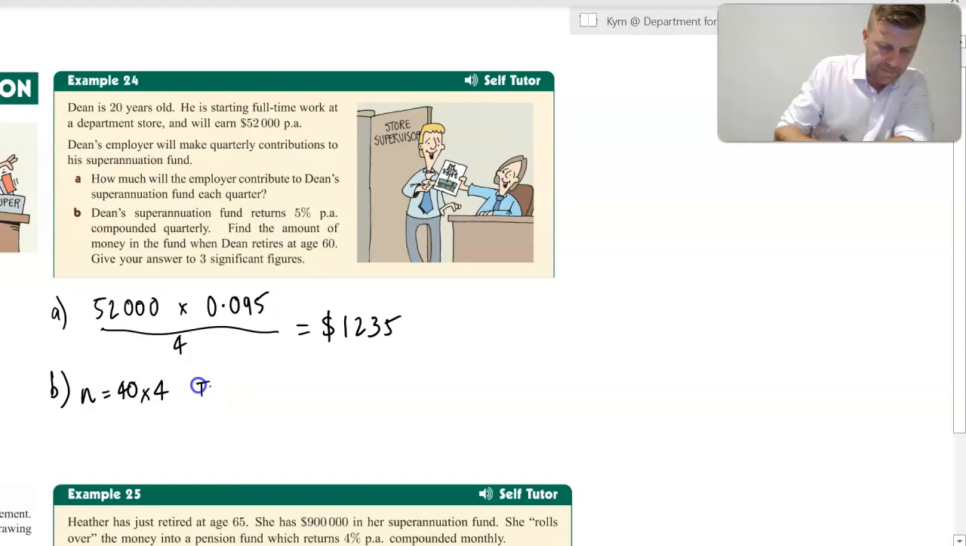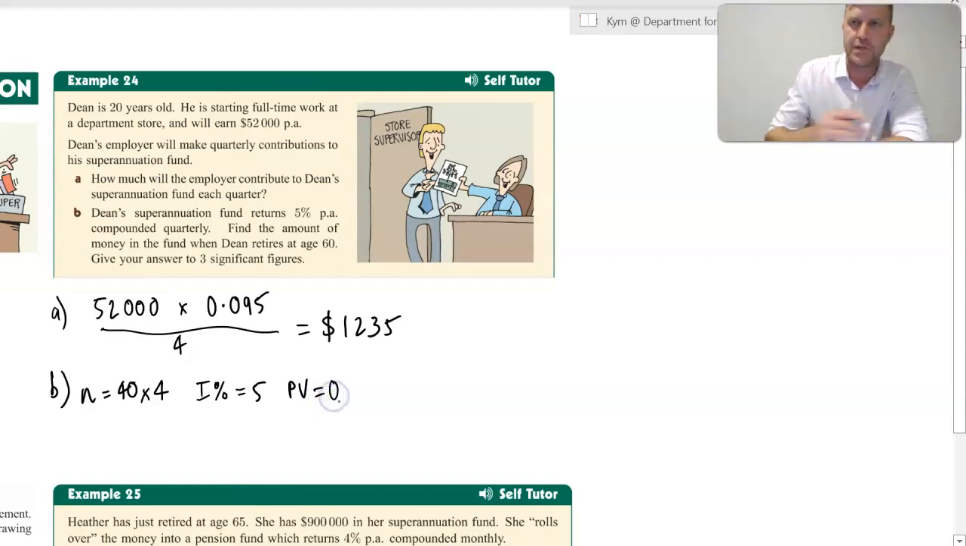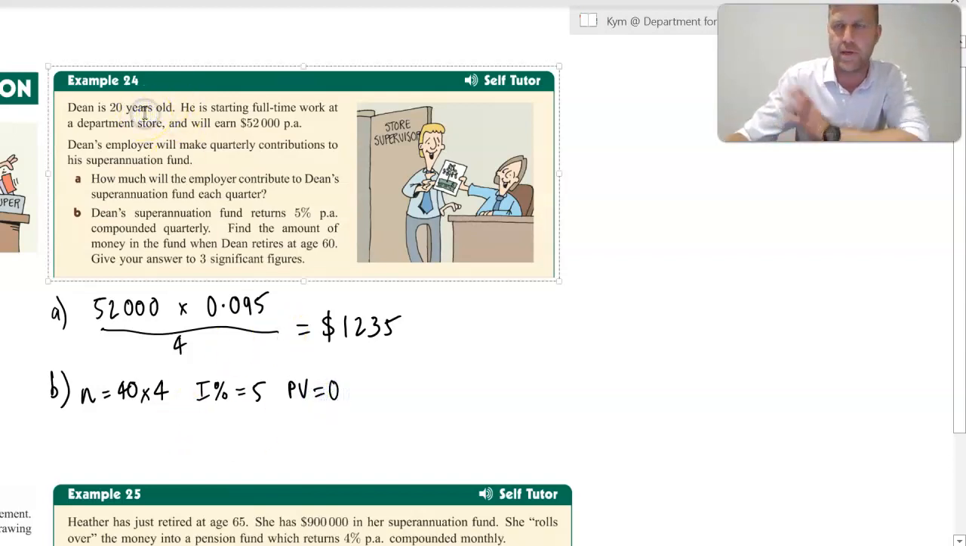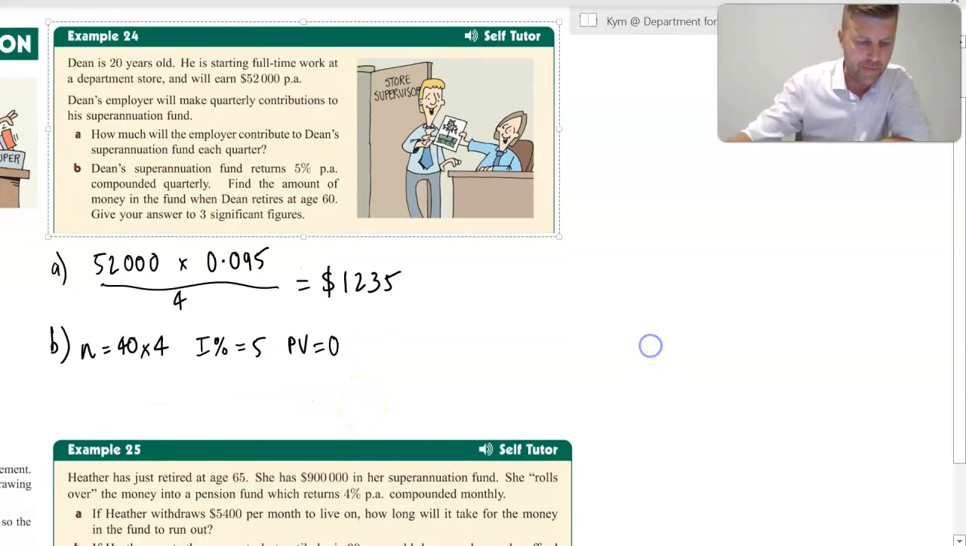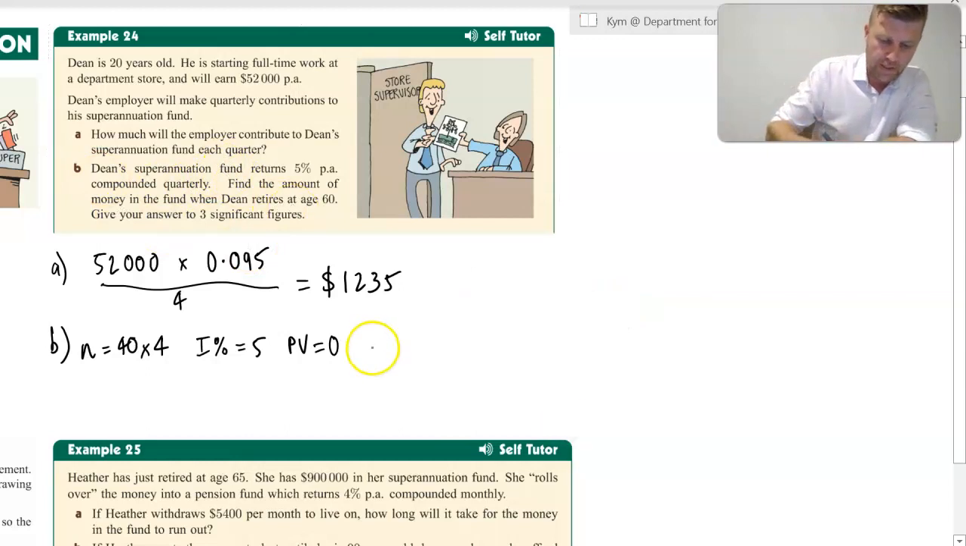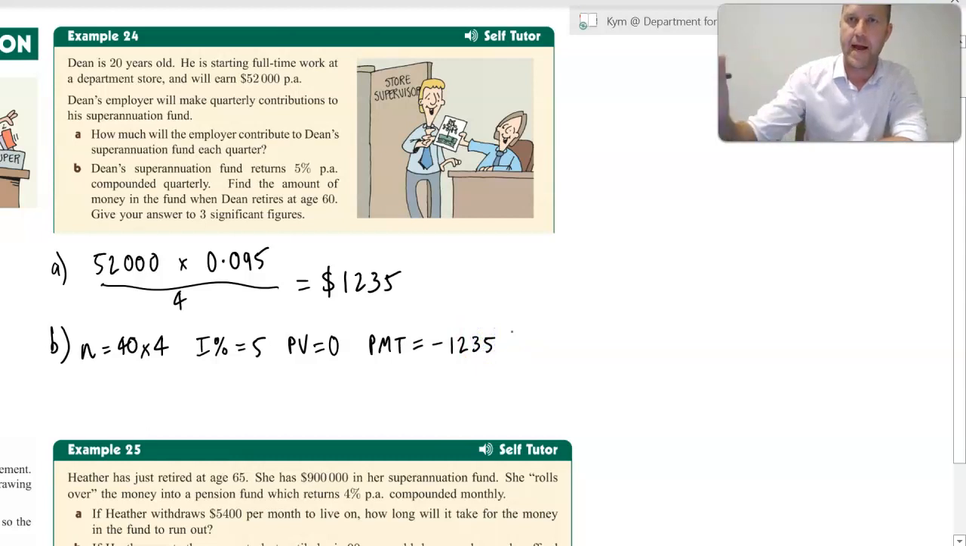The value of I, the interest rate, again, put this in as a percentage, not as a decimal. It's 5%. The present value, let's imagine he doesn't have any money in his super account to start with. I mean, that could be a limitation to this question. He may have had a job before he started at the department store, but anyway, let's assume that there's no money in his super fund to start with. The PMT, the amount that's going to be paid into that account every quarter, is $1,235. So we're putting that as a negative value, remember, because it's being paid in.